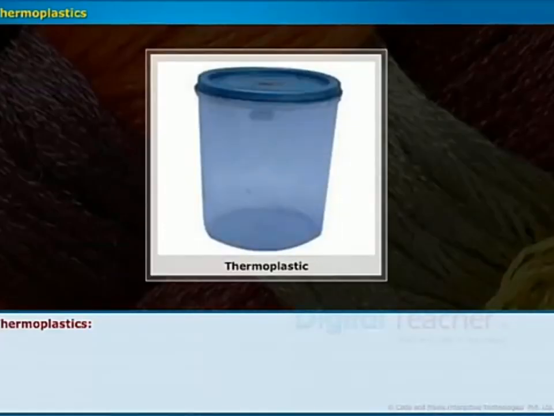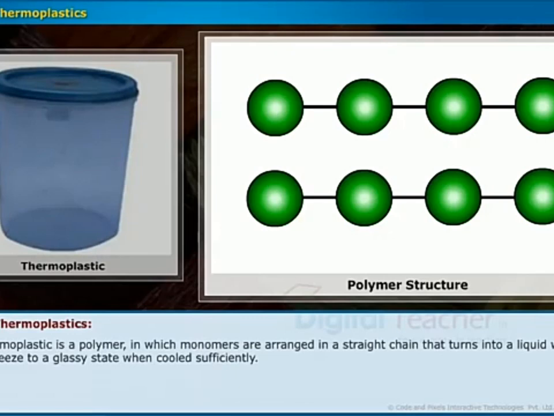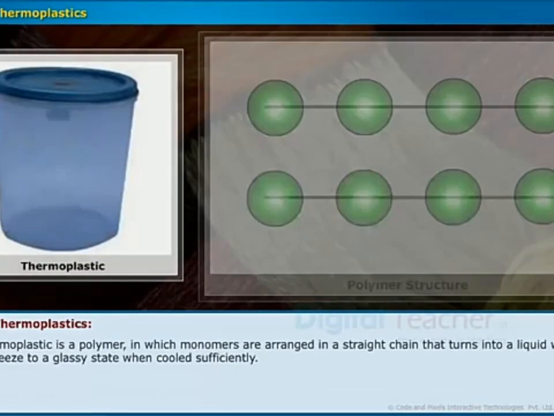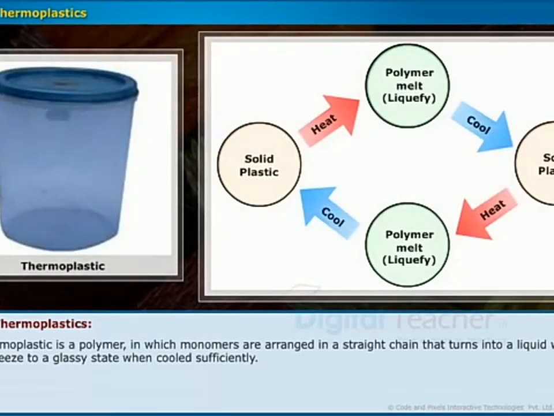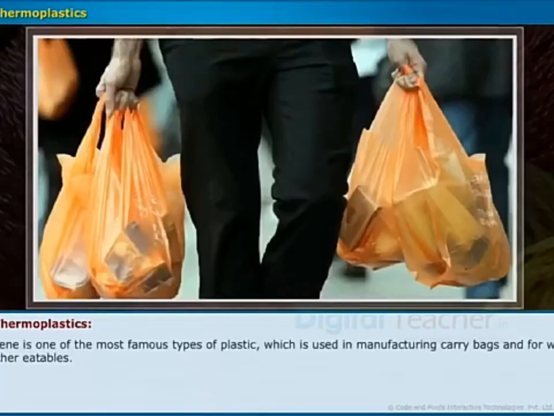Now, we will study the uses of thermoplastics. A thermoplastic is a polymer in which monomers are arranged in a straight chain that turns into a liquid when heated and freezes to a glassy state when cooled sufficiently. Thermoplastics are used in making toys, bottles, combs, containers, etc. Polythene is one of the most famous types of plastic, which is used in manufacturing carry bags and for wrapping food and other eatables.